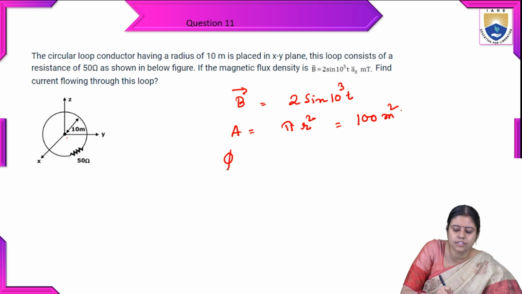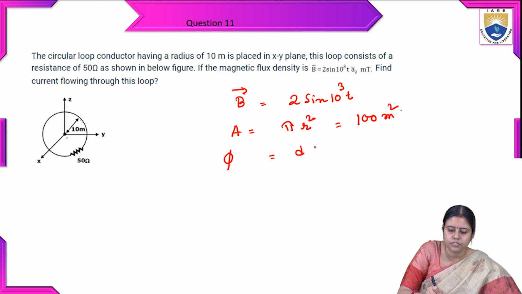So what is flux? Flux phi is equal to B into A.